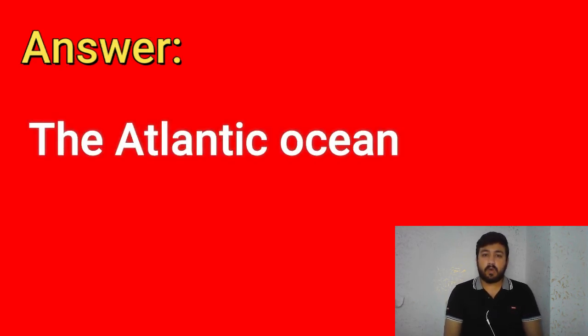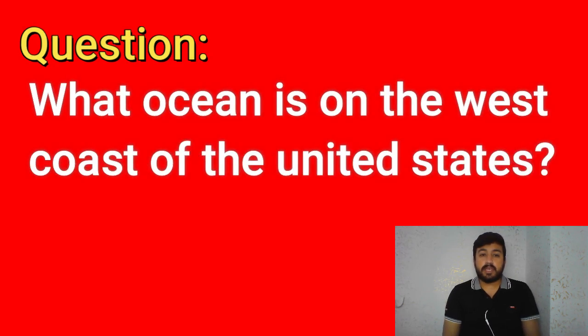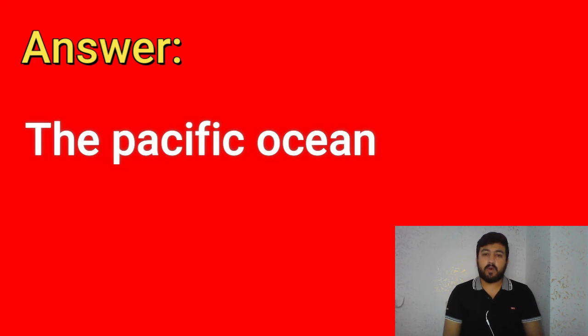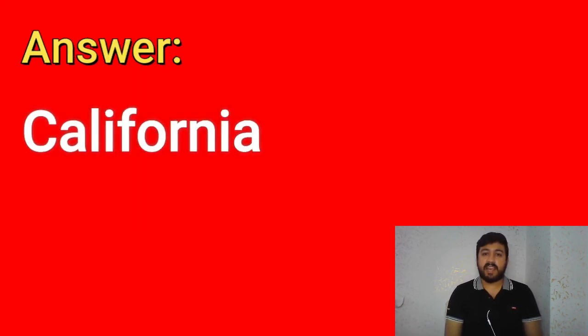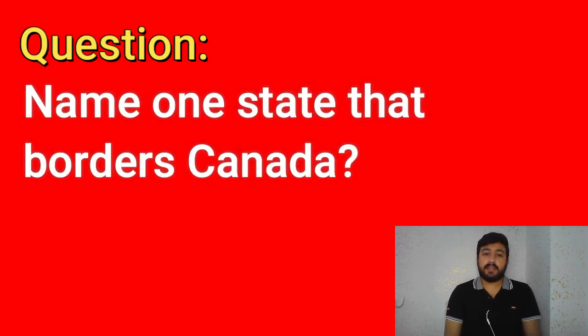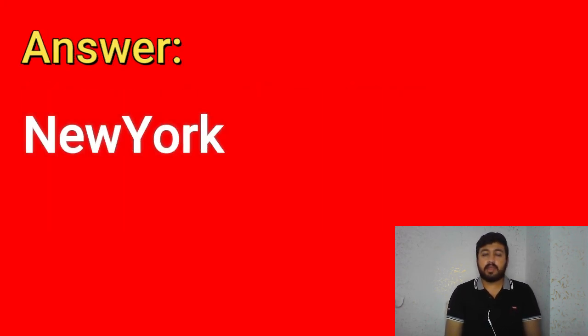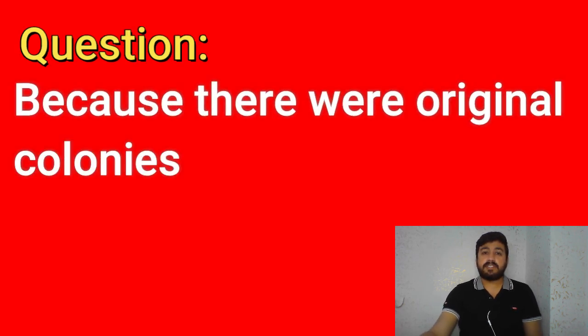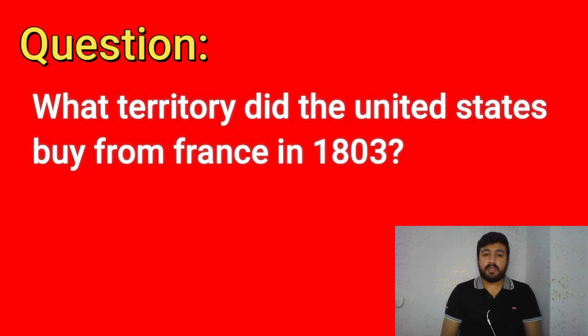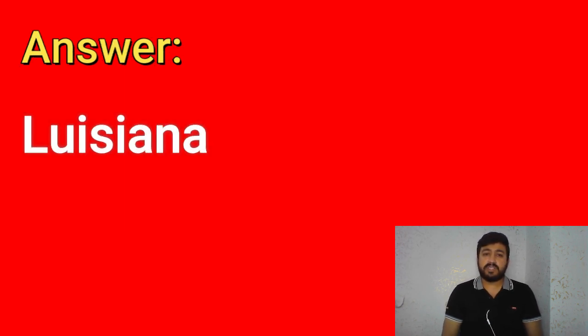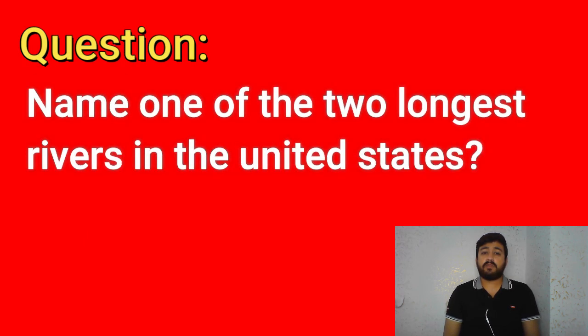What ocean is on the east coast of the United States? The Atlantic Ocean. What ocean is on the west coast of the United States? Pacific Ocean. Name one state that borders Mexico. California. Name one state that borders Canada. New York. Where is the Statue of Liberty? New York. What territory did the United States buy from France in 1803? Louisiana.